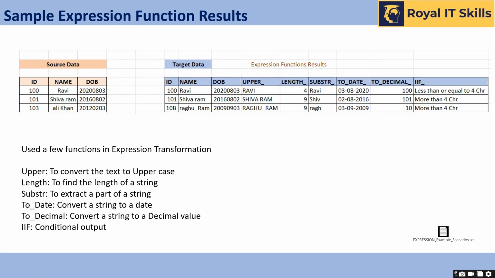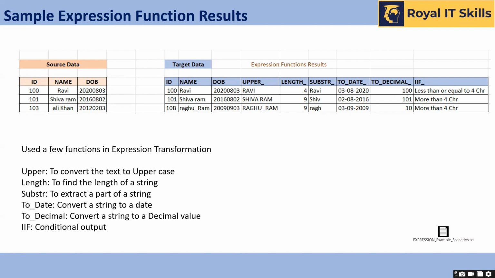So we will see with an example. Expression transformation is a very simple transformation, and we use it very frequently. Let's create one source table with 3 columns: ID, name, and date of birth. And we will do some calculations using expression. We have functions within the expression, so using those functions, we will do some calculations.